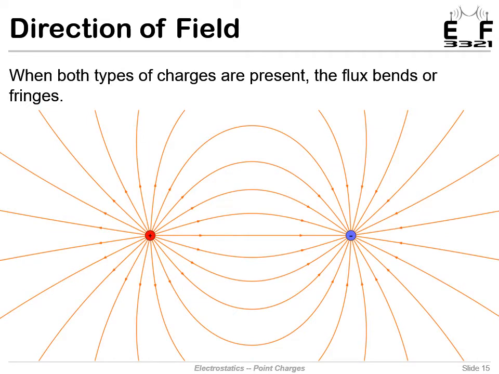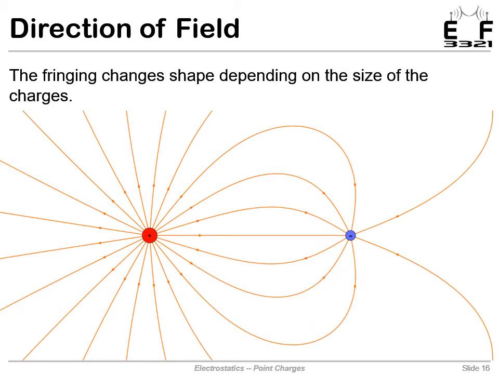If we have two charges at the same time, now we start to see a bit of bending of the fields. They're still essentially straight lines compared to loops, but now they're bent. We call this fringing. If one of the charges is a lot stronger than the other, that changes the way the fringing looks.